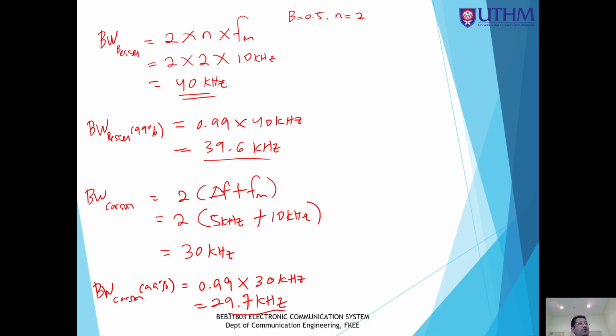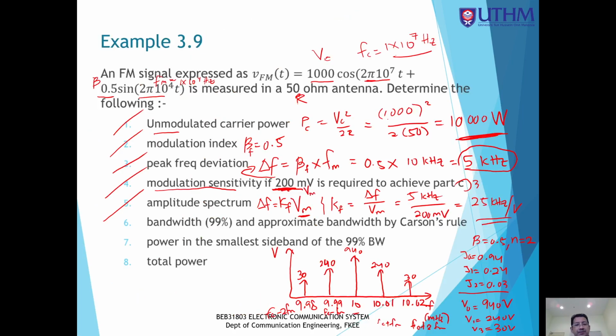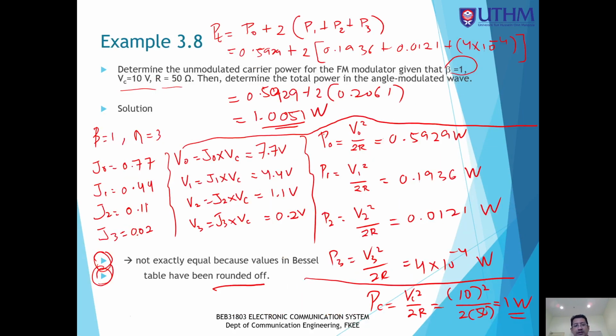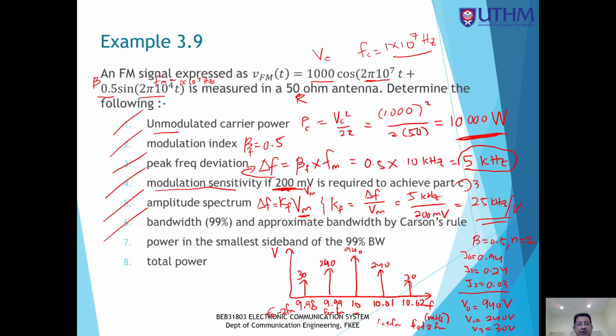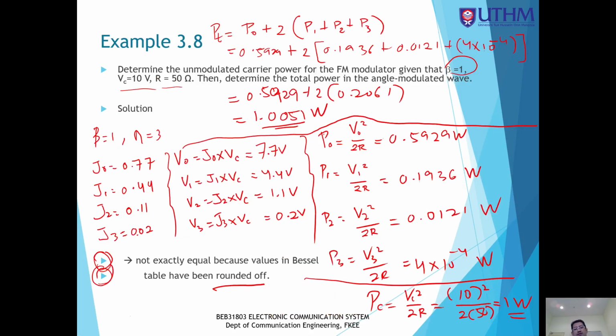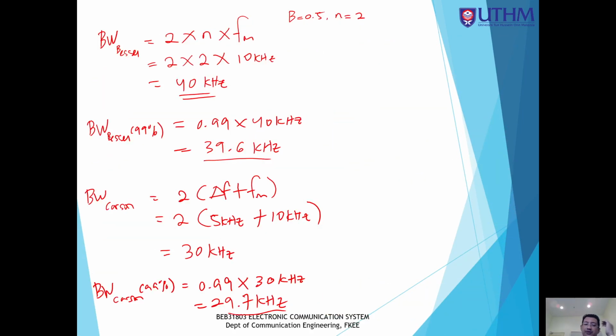And then the question asks you, class, if you don't understand, please ask me a question about this. Otherwise, I assume that you understand. So for the next question, this is from the previous 99%. You just need to multiply it by 99%.